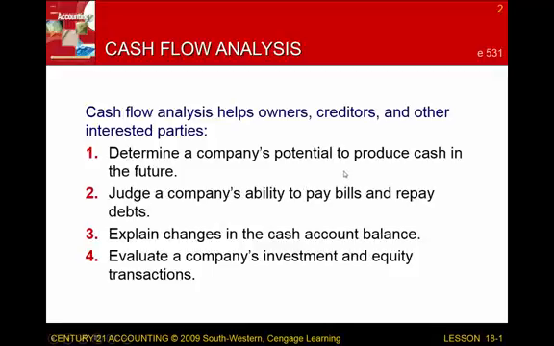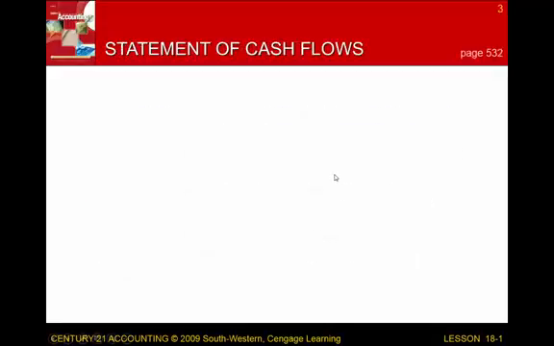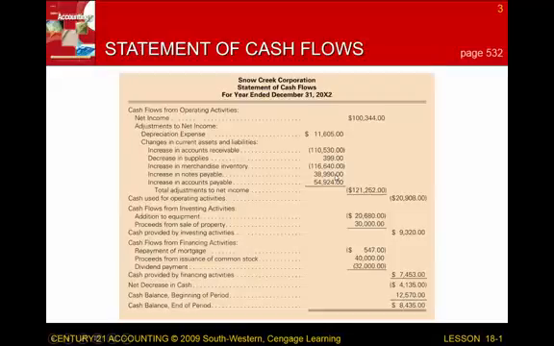So we do that by looking at our actual cash flow statement, and this is what our cash flow statement looks like. We can see at the very top we have cash flow from operating activities, cash flows from investing activities, and then cash flows from financing activities. So our statement of cash flows is really going to be divided into those three sections, and we're going to have to take a look at those.